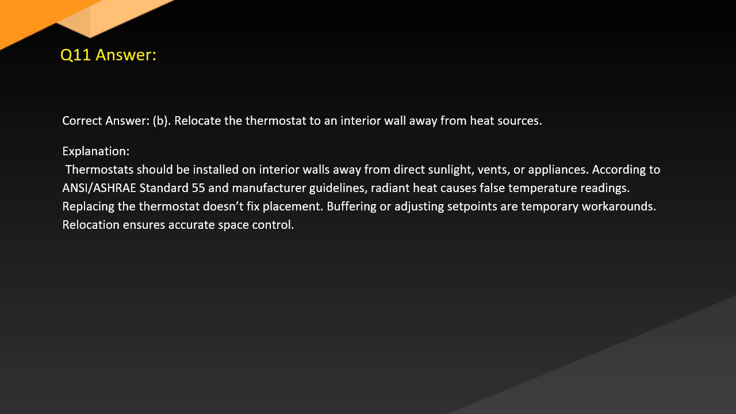Answer. Correct answer: B. Relocate the thermostat to an interior wall away from heat sources. Explanation. Thermostats should be installed on interior walls away from direct sunlight, vents, or appliances. According to ASHRAE Standard 55 and manufacturer guidelines, radiant heat causes false temperature readings. Replacing the thermostat doesn't fix placement. Buffering or adjusting set points are temporary workarounds. Relocation ensures proper control.